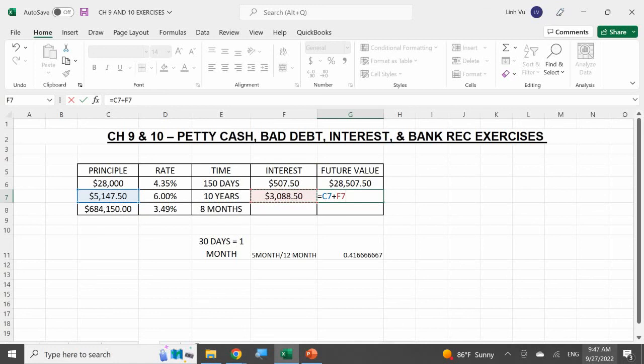Oh, okay, let's see. 8,236. Good. So last here, if we took a principal of $684,150, your interest rate is 3.49%, and you have it for 8 months.